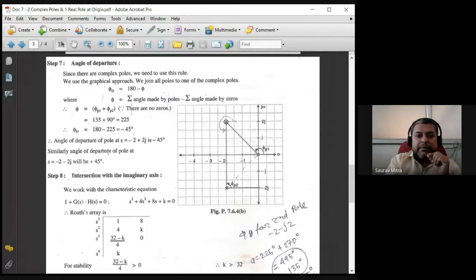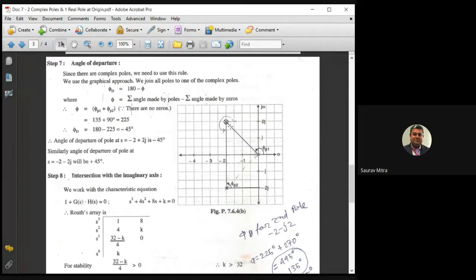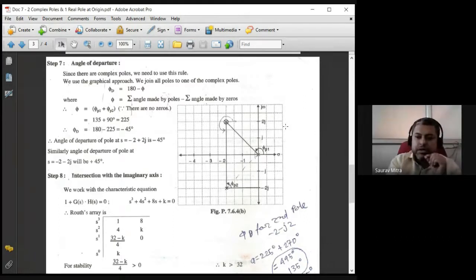So what is the total phi in that case? Total phi is 135 for phi 1 and 90 degrees for phi 2, so the total is 225. The angle of departure is 180 minus phi, where phi is equal to phi 1 plus phi 2. Actual phi is the angle made by all the poles minus the angle made by all the zeros. In this case, as there are no zeros, only the angles of poles have to be considered.